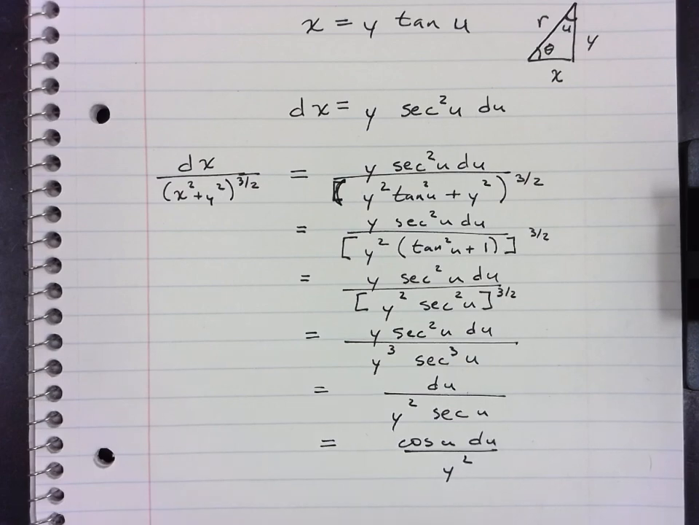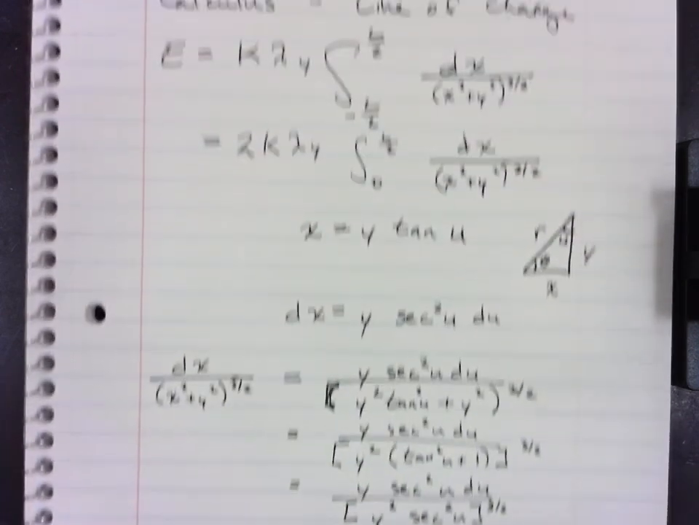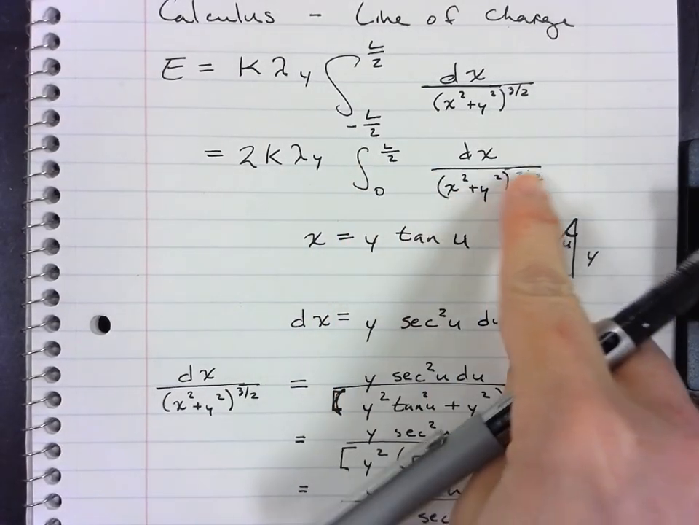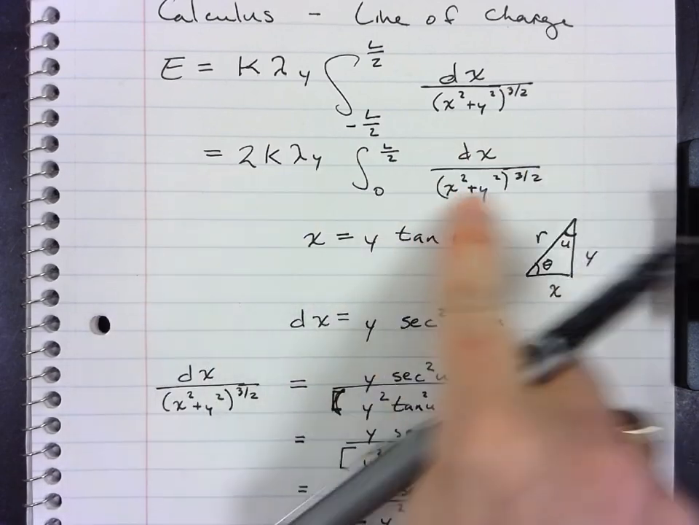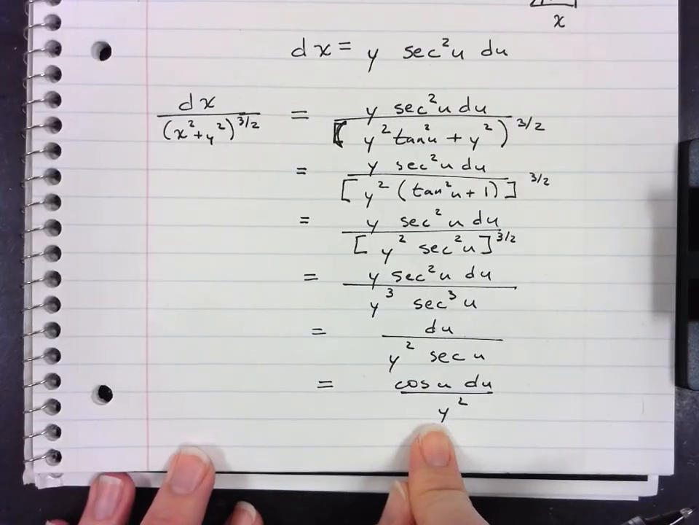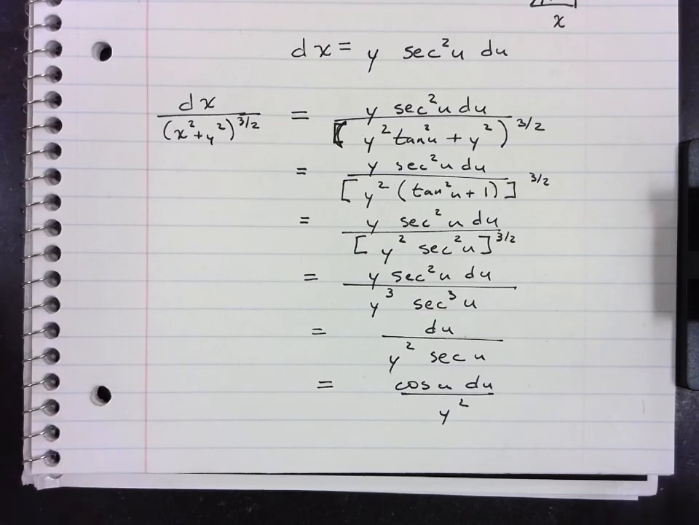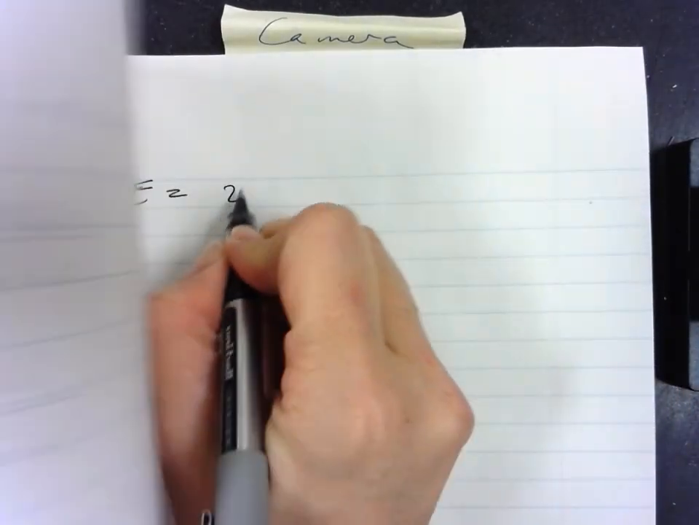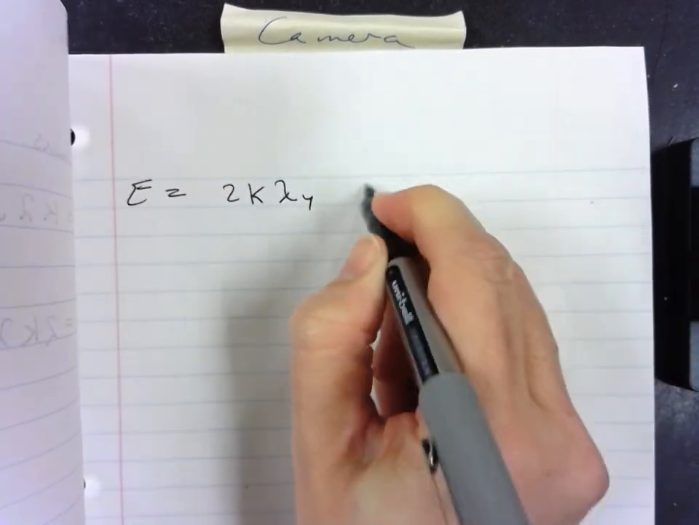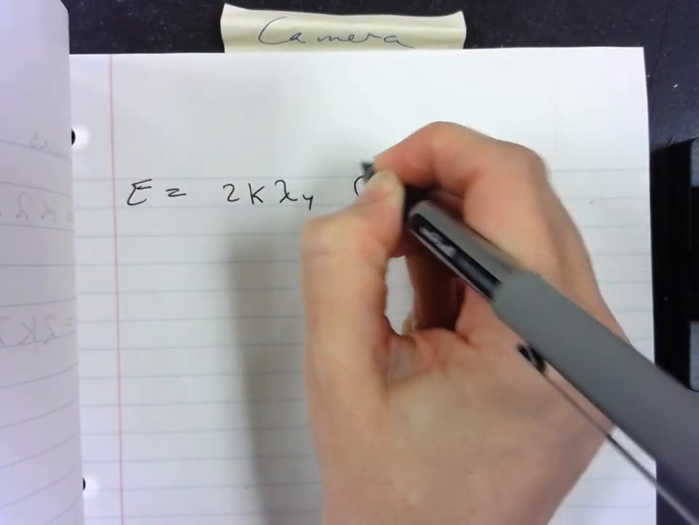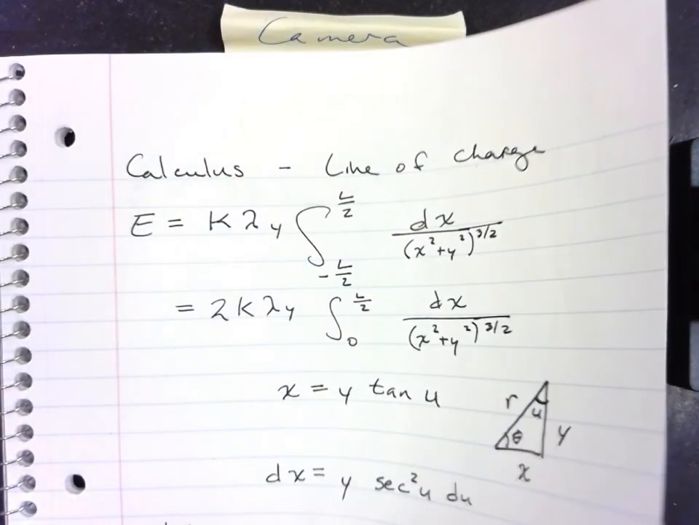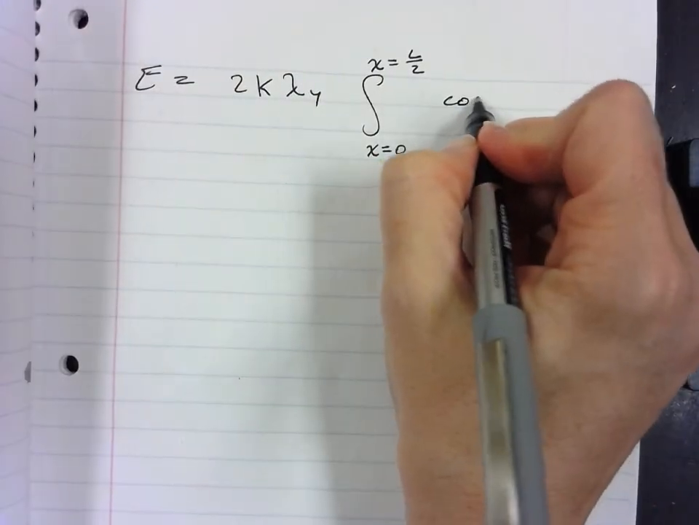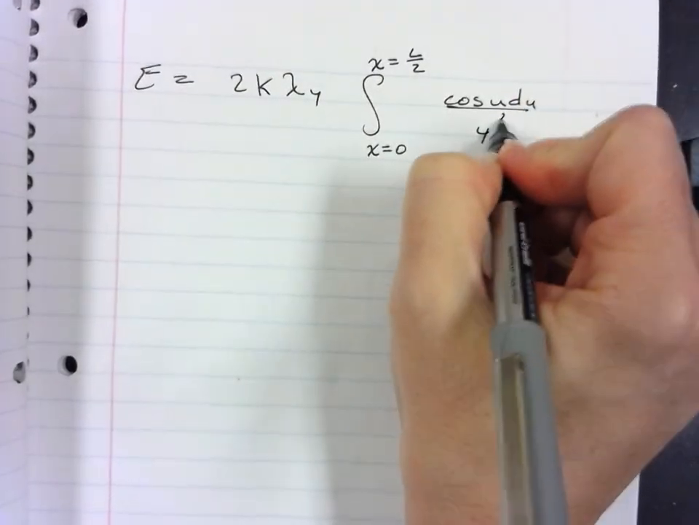So we now have a much, much easier integral to perform. We have all these constants times the integral from 0 to L over 2 in the x variable. With this, the inside turned into integrating over cosine. Much, much easier. So let's turn the page and rewrite it. So our E equation, all those constants, 2k lambda y, integral from x equals 0 to x equals L over 2. And then our inside is the cosine u du over y squared.